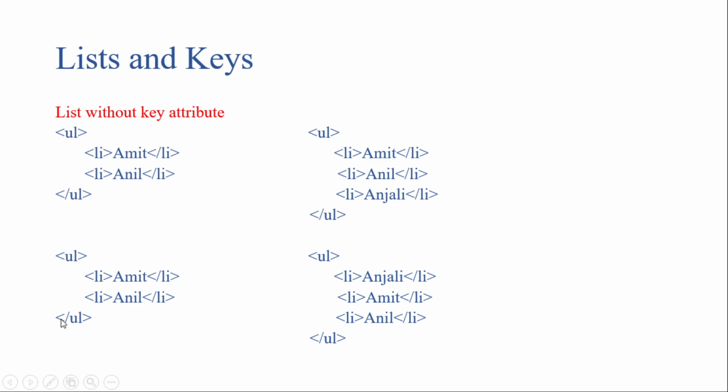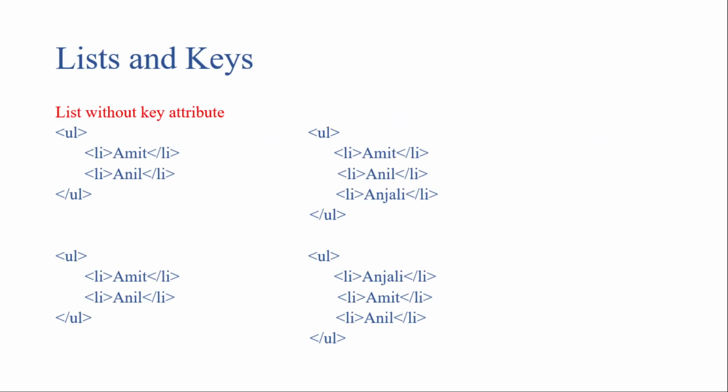In the bottommost example, again you want to add a new list item, but in this case you want to add Anjali first. Again React will iterate through both lists at the same time, and it will observe that every element is different. Amit is not matching Anjali, Anil is not matching Amit, and hence the DOM tree will be created from scratch. But in the topmost example, the DOM tree will not be created from scratch. Only the Anjali list item will be added at the end of the list. But in the bottommost example, the DOM tree will be created from scratch. So this is the list without the key attribute.